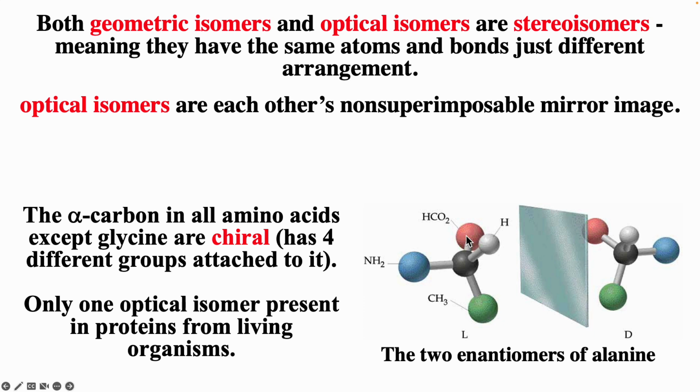And so the alpha carbon of all the amino acids except for glycine are chiral. And it's really kind of interesting. Only one optical isomer is present in proteins from living organisms. And so you imagine that the chemistry should be very, very similar between the 2 optical isomers. They have the same atoms, the same bonds, just different relative orientation. But you only find one of the optical isomers present in proteins of living organisms.